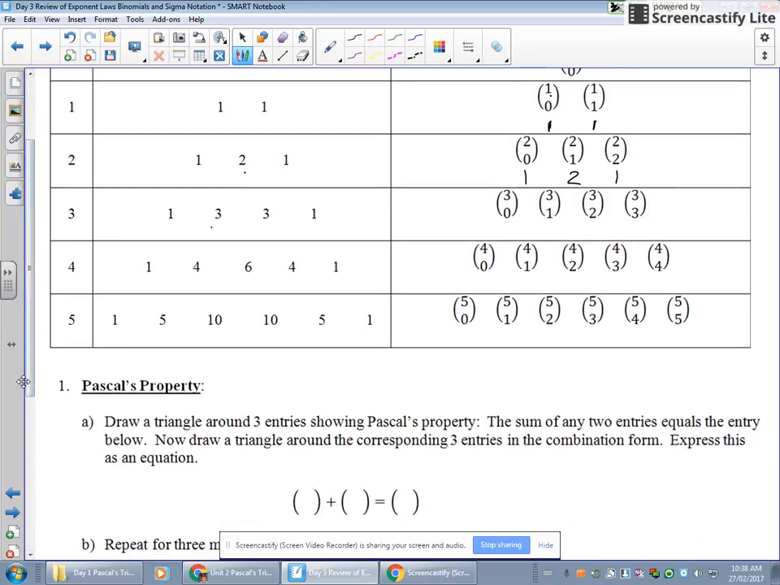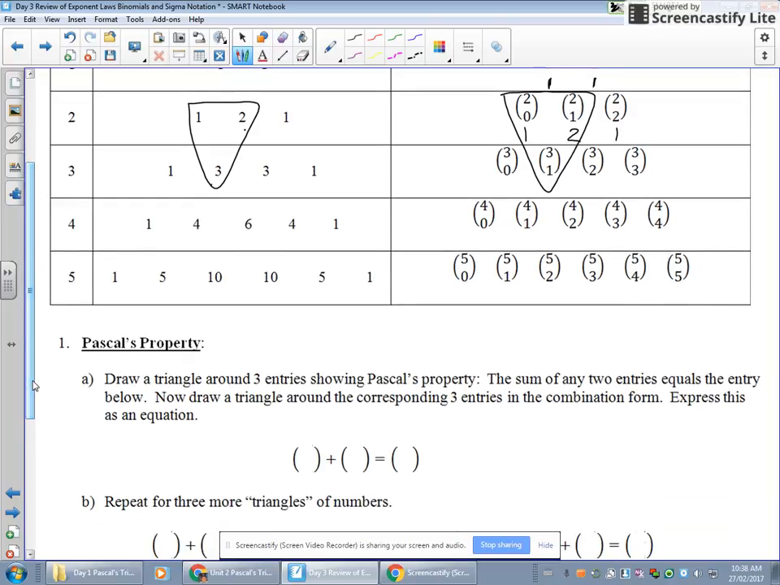So we're asked, draw a triangle around 3 entries showing Pascal's property, which says that the sum of any 2 entries equals the entry below. Right? So in this case, I'll show my triangle that 1 plus 2 is equal to 3. And now we're asked to draw a triangle around the corresponding 3 entries in the combination form. So that same triangle would show this, which means that 2 choose 0 plus 2 choose 1 is equal to 3 choose 1.